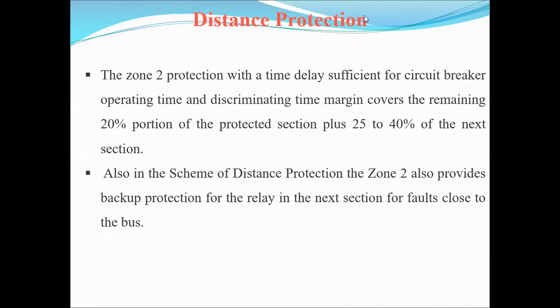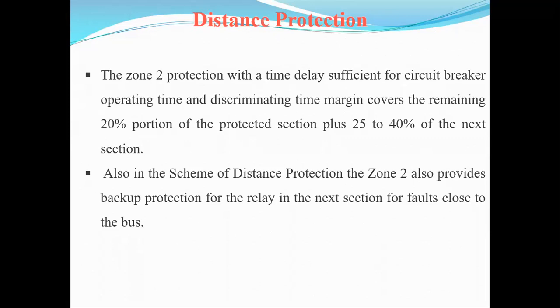Basically the distance protection is divided into three zones: zone 1, zone 2, zone 3. The first zone operates instantaneously, and it gives 80% of the protective system. It does not give any backup protection; it only protects the present system from the fault condition, that is 80% of that protective system.